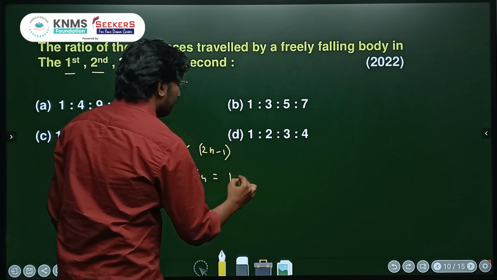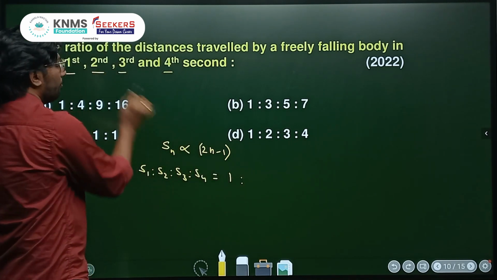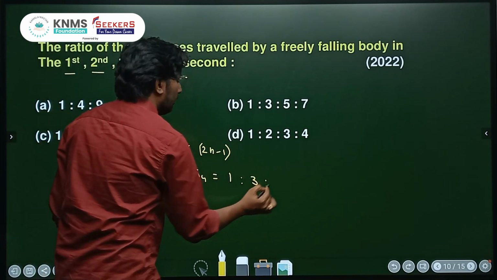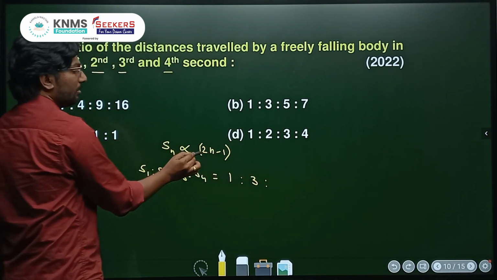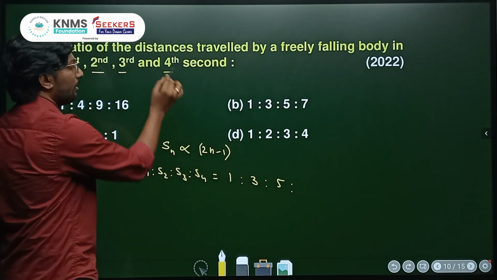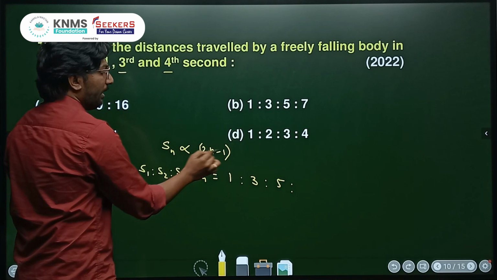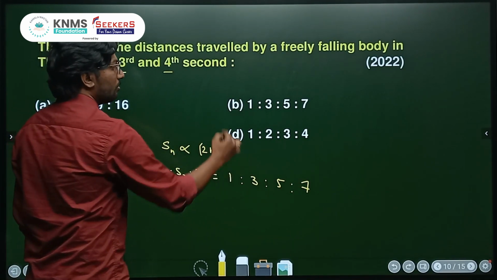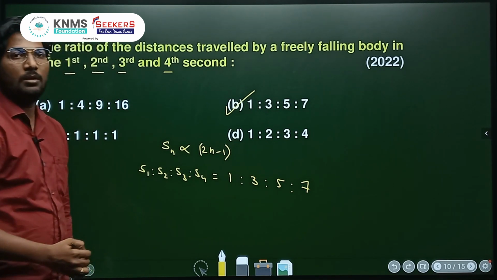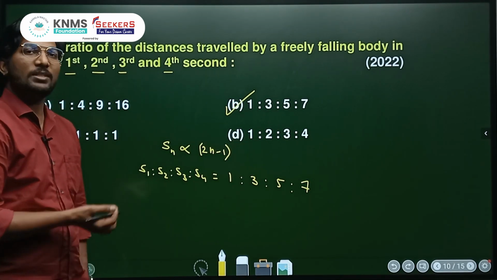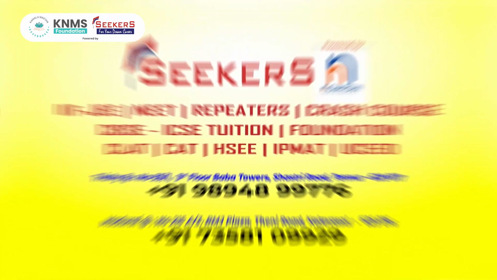1 is to next. Put the n value as 2. That will be 4 minus 1, 3. Next, put n value as 3. That will be 6 minus 1, 5. Next, put n value as 4. That will be 8 minus 1, 7. So the ratio is 1 is to 3 is to 5 is to 7. That is option B. So these are a few questions based on kinematic equations. We will go for the next topic based questions in the next slide.